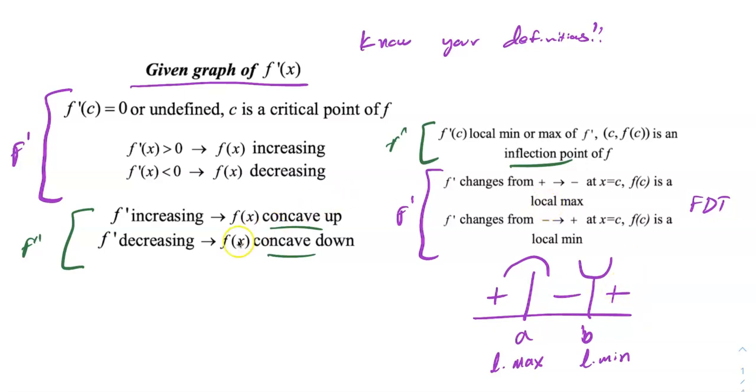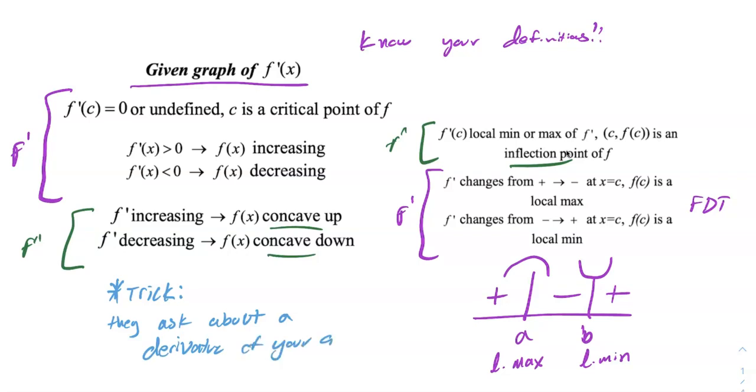Now, what happens if they ask you about something that generally has to do with the second derivative, like concavity? That's a second derivative property, or inflection point, also a second derivative property. So here's my general hint with this. Here's my trick. If they ask you about the derivative of your graph, think slope.